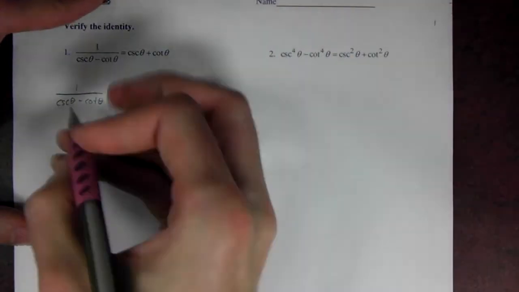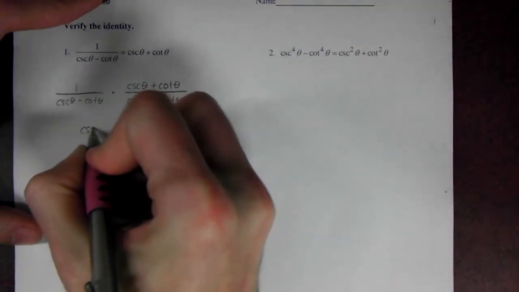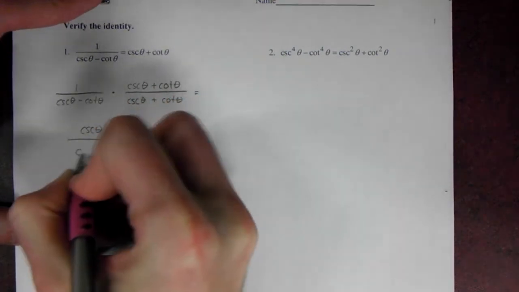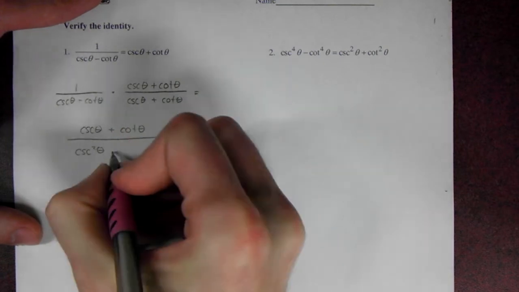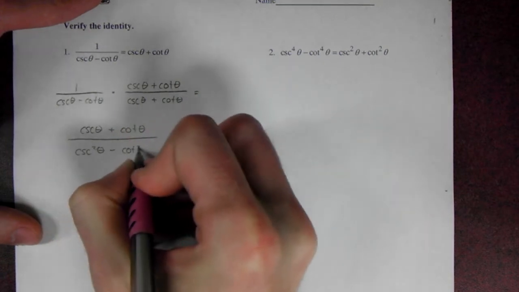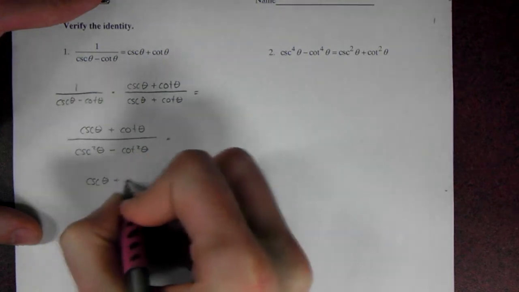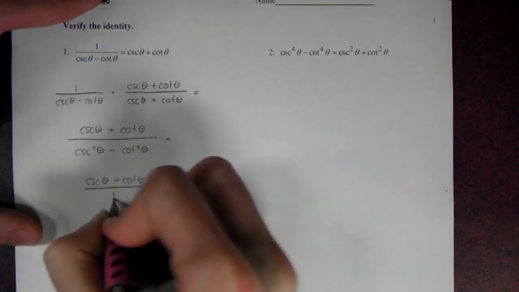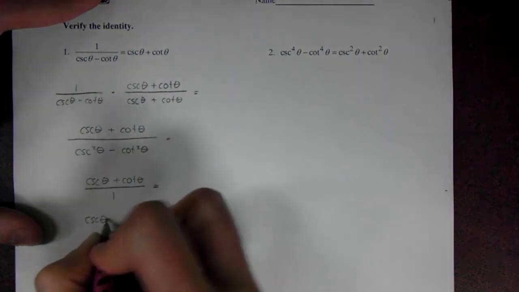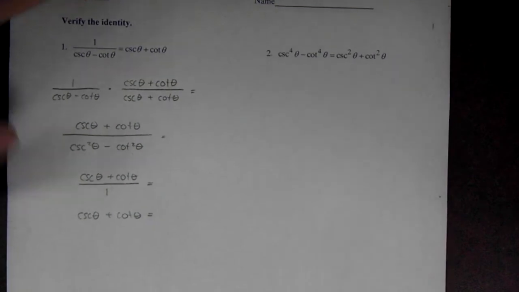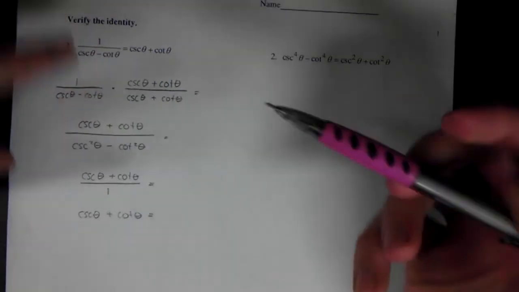So in this case here, on top we're going to get cosecant plus cotangent. And when I distribute out the bottom, I'll get cosecant squared theta minus cotangent squared theta, which is an identity, and it's equal to 1. So we arrive at our answer pretty quickly in this case. Alright. So multiplying the top and bottom by the conjugate, another really good trick to know.